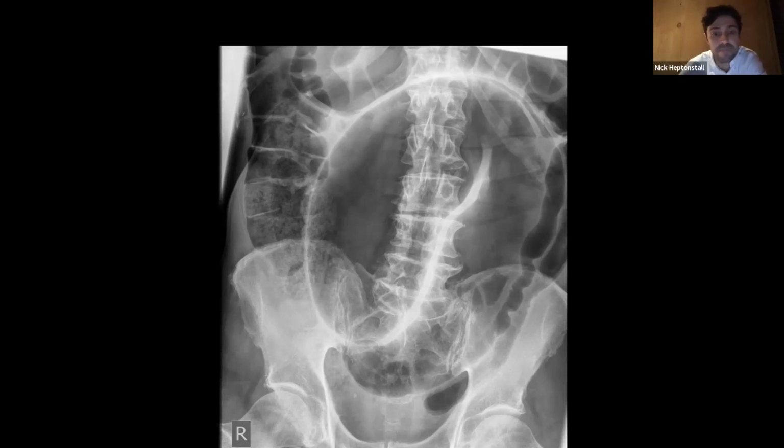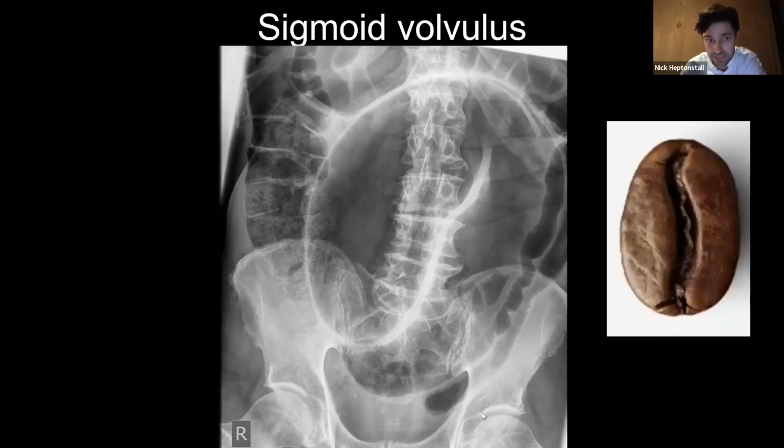So this abdominal radiograph shows an obvious abnormality where there is a large area of gas-filled bowel in the center of the image, and there are also some dilated loops around the edge of the film, and there is absolutely no gas within the rectum. So this is a sigmoid volvulus.